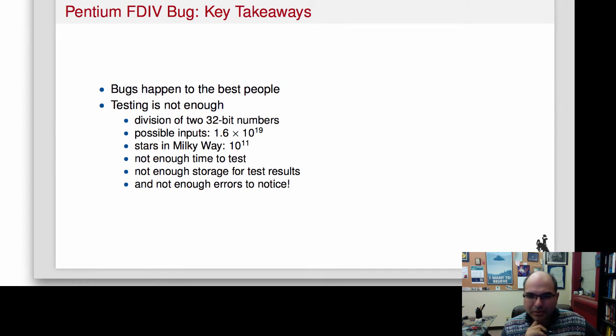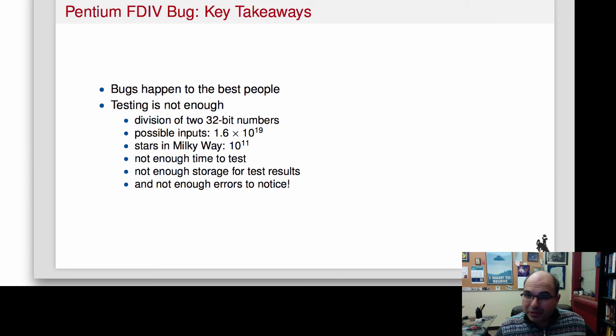How many stars in the Milky Way? Turns out to be about 10 to the 11, right? So, you know, this is what? 100 million times more than there are stars in the Milky Way? That's a gigantic number, okay? We just don't have enough time to test. Even if we could test a division, right, in just microseconds, that's still a gigantic number. You just don't have the time for it.